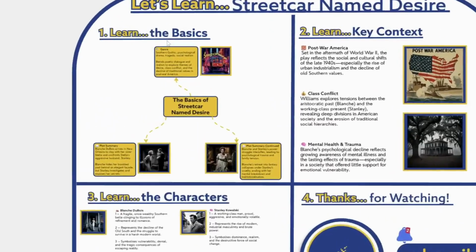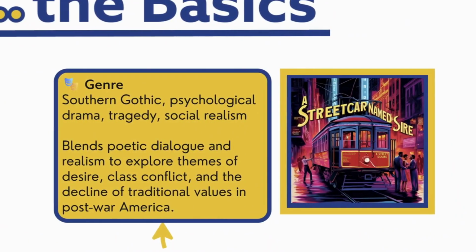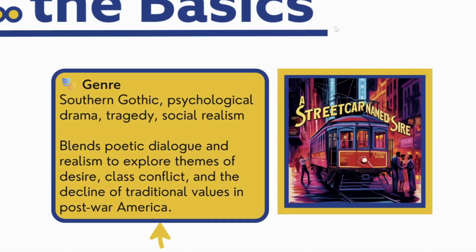Okay, so first off then, let's have a look at some of the basics. In terms of genre then, this is very much a Southern Gothic play, which is a good term to use in your essays. It blends psychological drama, tragedy with social realism, kind of reporting on social issues at the time. And Tennessee Williams, the writer, blends poetic dialogue and realism to explore themes of desire, class conflict and the decline of traditional values in post-war America. So it's very thematically rich. There's a lot going on here, that's for sure.